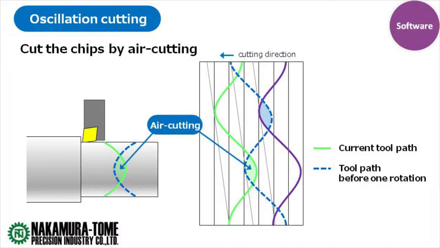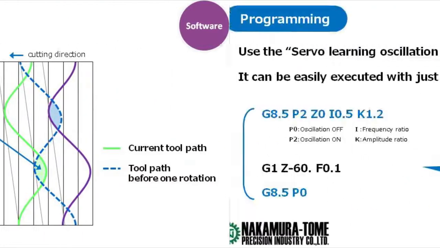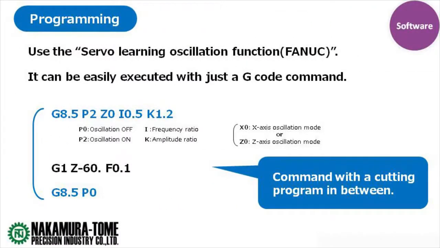There's an area where these two lines overlap. The tool goes through an area that has been cut once before. This makes air cutting time, breaking up chips into small pieces. How is this programmed? It's also very easy to use.